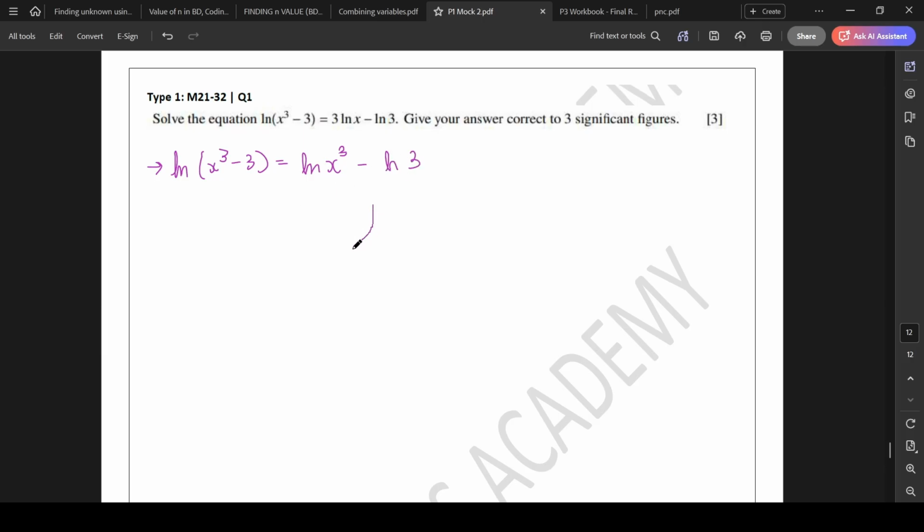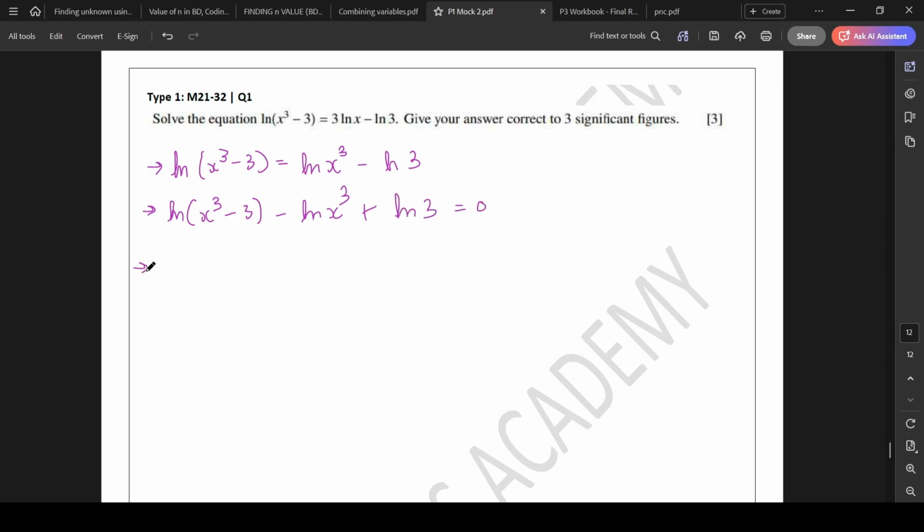Now, if I want, I can take all the ln terms on the left side, or I can keep one ln term on the left side and one ln term on the right side. It's up to me. Basically, I want the ln terms as only one single term on each side, or convert everything to one side and keep zero on the other side. In both ways, you can get the answer. So if I keep all the ln terms on one side, it looks like: ln of x cubed minus 3, then minus ln x cubed, then plus ln 3 is equal to 0.